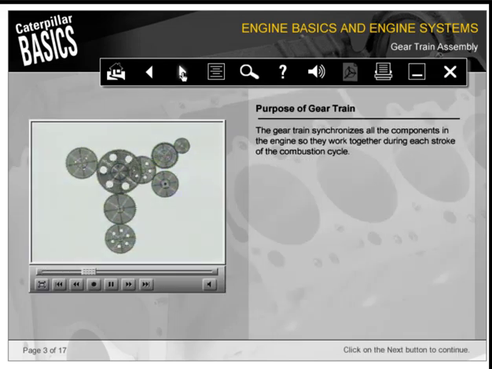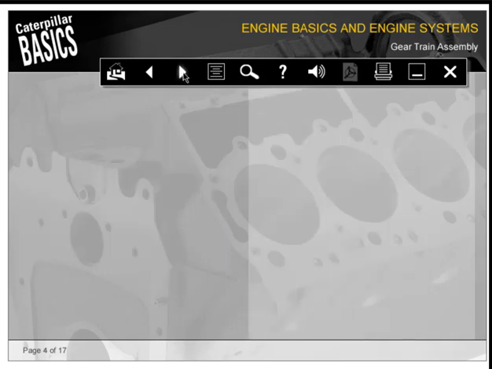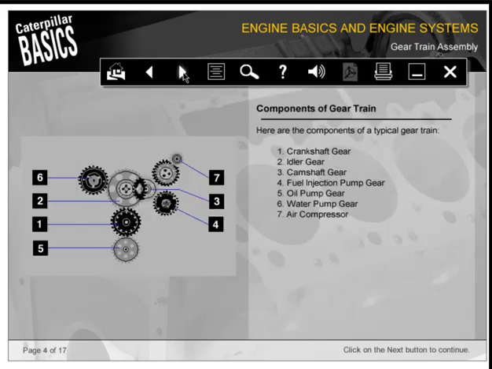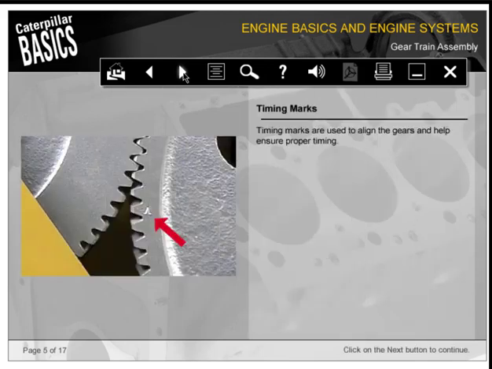The gear train synchronizes all the components in the engine, so they work together during each stroke of the combustion cycle. Here are the components of a typical gear train. Number 1, the crankshaft gear. Number 2, the idler gear. 3, the camshaft gear. 4, fuel injection pump gear. 5, oil pump gear. 6, the water pump gear. And 7, the air compressor gear. Timing marks are used to align the gears and help ensure proper timing.